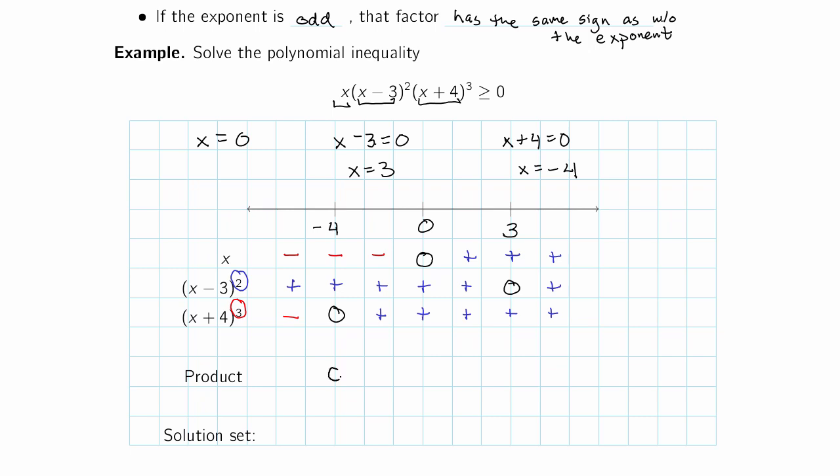So our product is 0 at our 3 cutoff points. And then here we have 2 negatives, so the product is positive. Here we have 1 negative, so the product is negative. And then here and here, everything is positive.